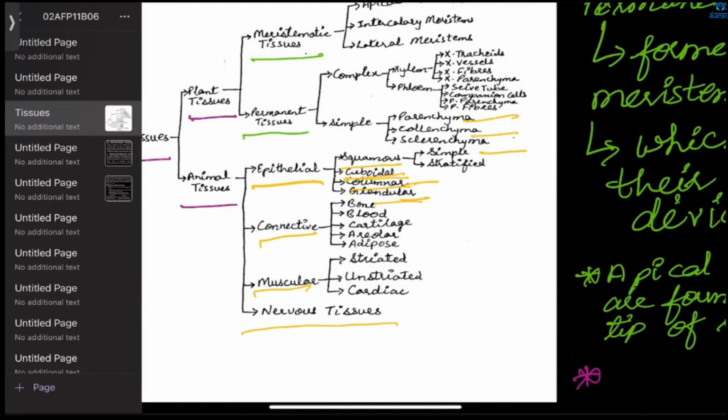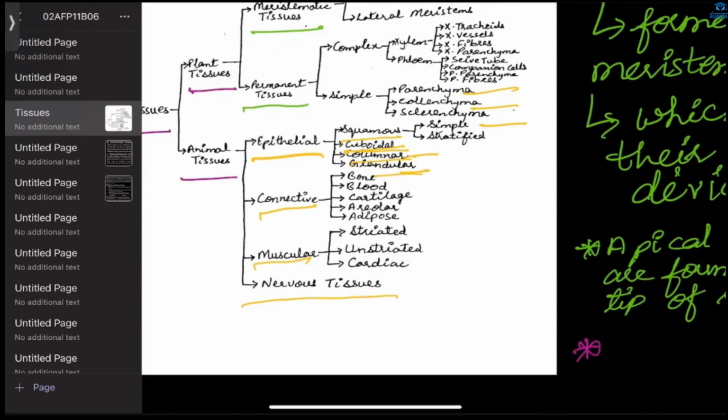We can say our glands, which are pancreatic glands, or we can say salivary glands. We can also say sweat glands. Those cells which are found in sweat glands or salivary glands, these are what? Glandular kind of cells. Okay. Now coming back to the function, what is the function of epithelial cells?